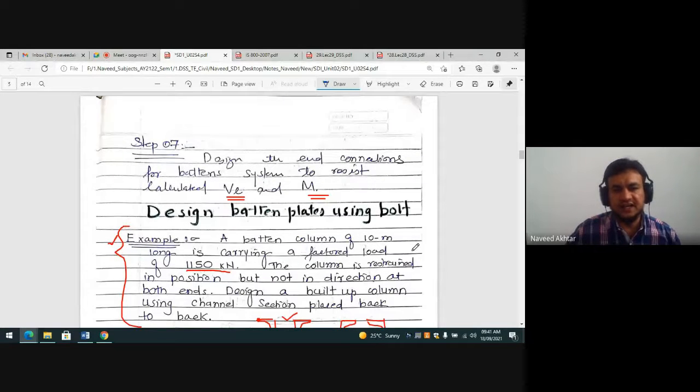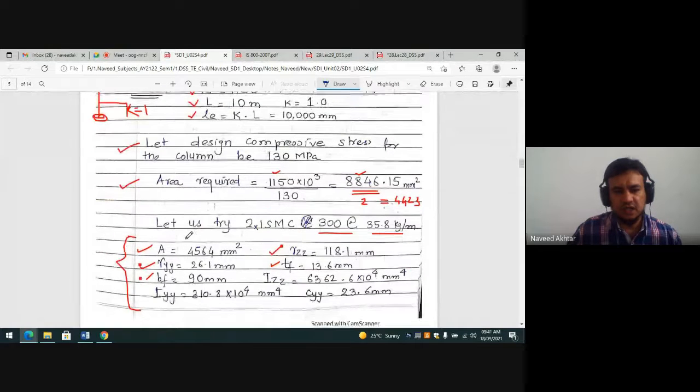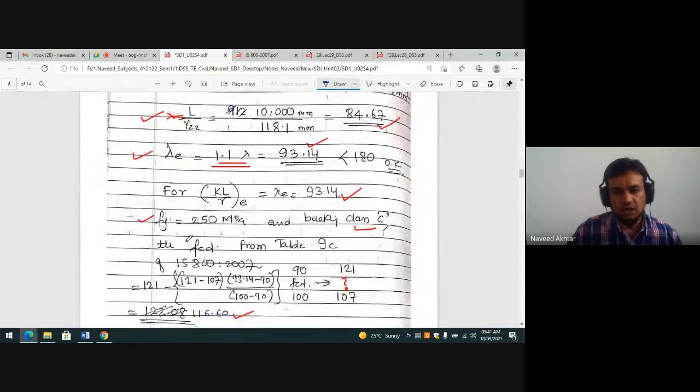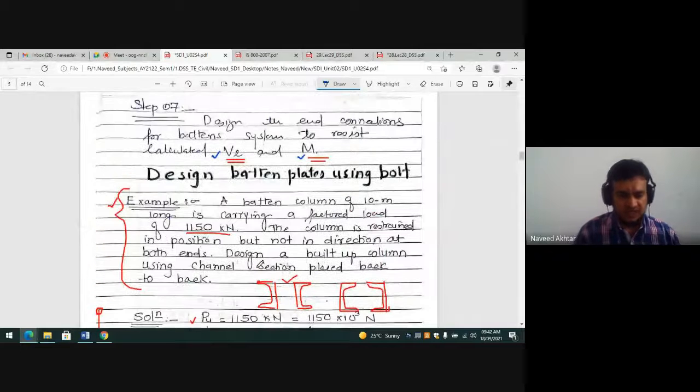Okay, design the end connection. After design of the batten का size आपको मालूम हो गया, means batten का design हो गया. Then you have to design end connection of batten system to resist the longitudinal shear VL. Okay, so these are the clauses for design of battening system. अब हम next class में we will solve this example. This example is assignment for you. So to solve at your home, I will share this here.